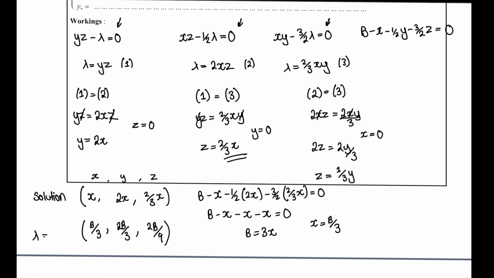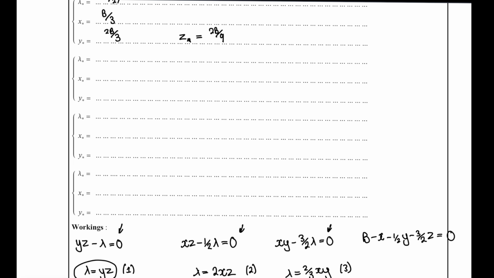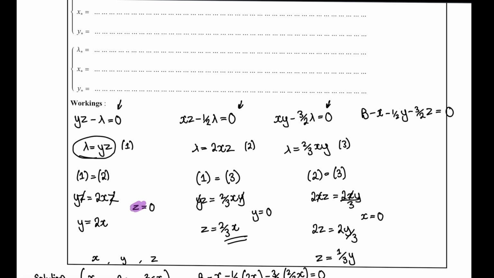And if we were to work out the value of lambda, we can use λ = yz. So if we multiply these two, we get 4b²/27. So we have our first solution, which is λ = 4b²/27, x = b/3, y = 2b/3, and z = 2b/9.